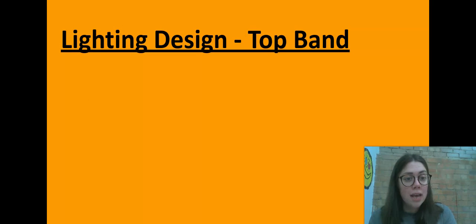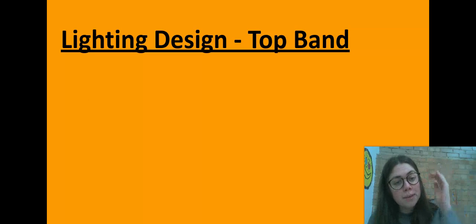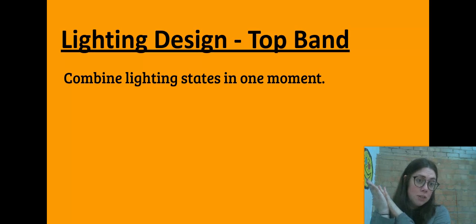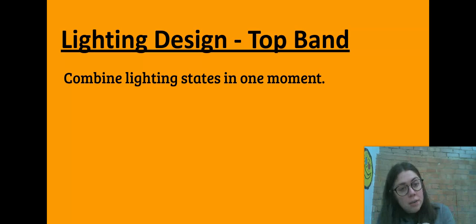Finally, we're looking at the top band ideas for lighting design. If you want to reach those top band levels, these are the things that you need to include. So combine multiple lighting states in one idea. So you could decide that you're going to have a parcan shining one color on the stage and a Fresnel shining another color on the stage.